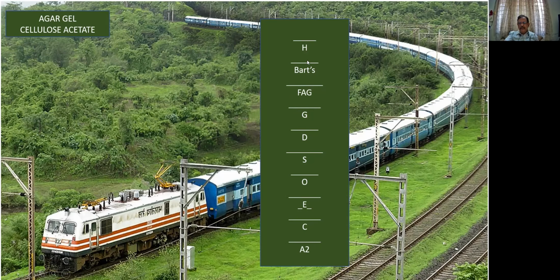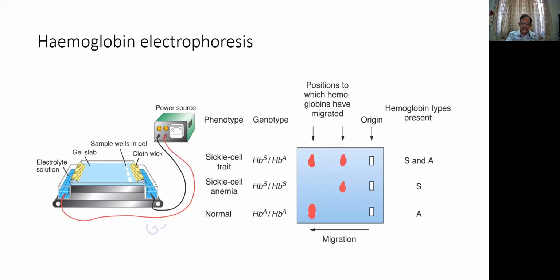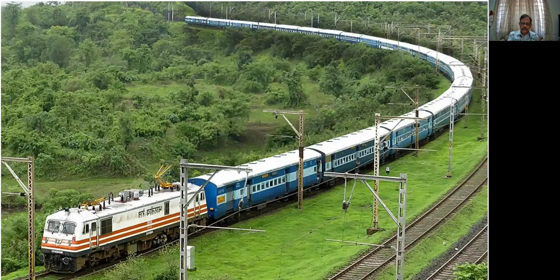So look at the way different hemoglobins are separated and hemoglobin S can be identified. That is a method of identifying a sickle cell anemia. That is what we had seen in the previous slide. So there is a separation and hemoglobin electrophoresis is extremely important in the diagnosis.